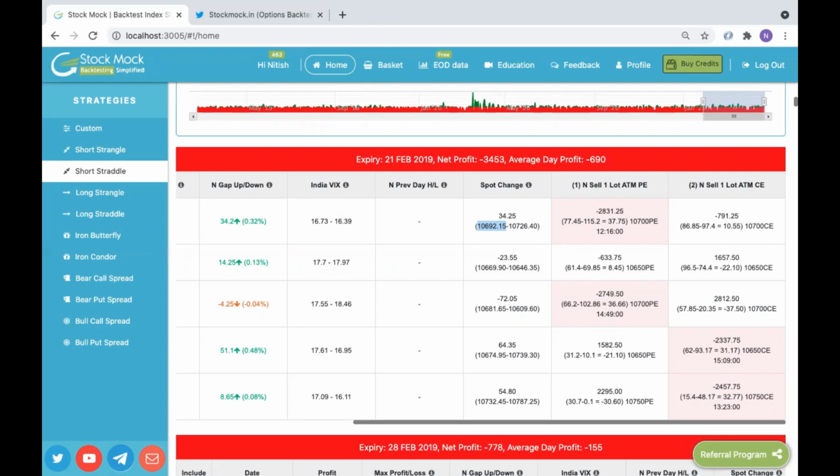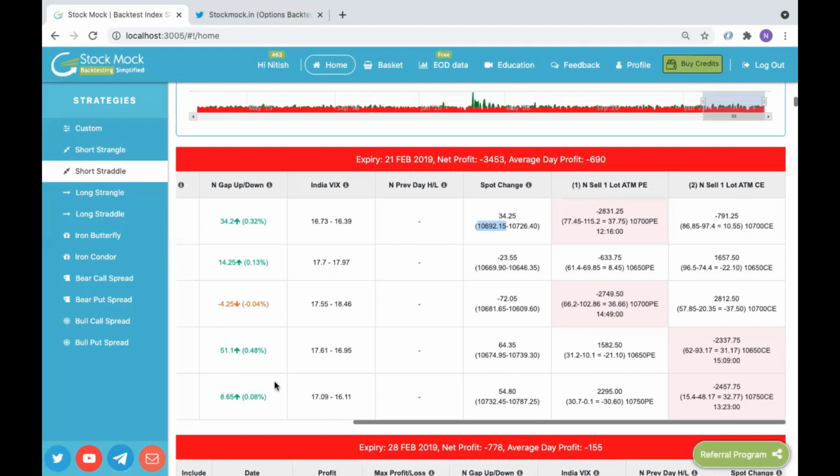For call, we said that if it moves against your direction, 10,752.15. Okay, but call stop loss didn't trigger. It means the spot price actually never went from 10,692 to 10,752.15 any time between your entry time and exit time. That is why call stop loss was never triggered.